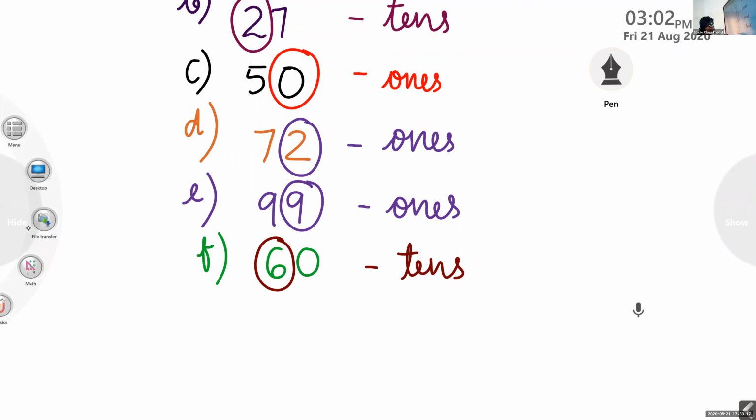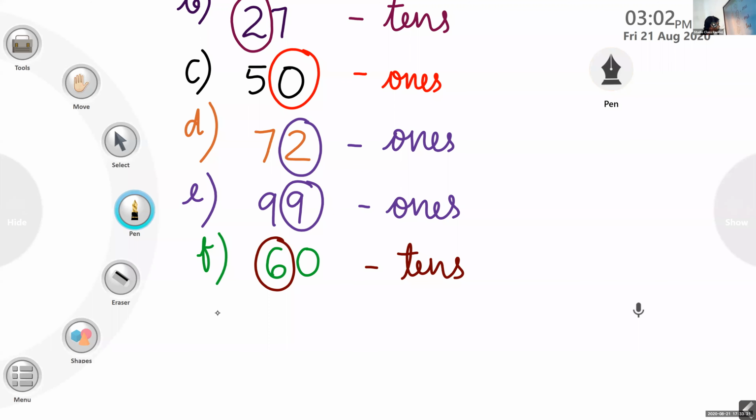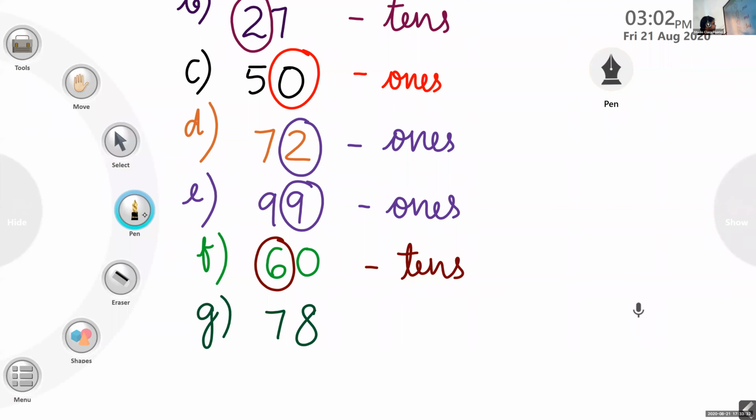Next we have G. And the number is 78. And the encircled digit is 8.